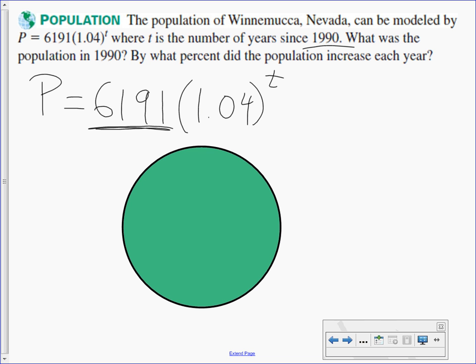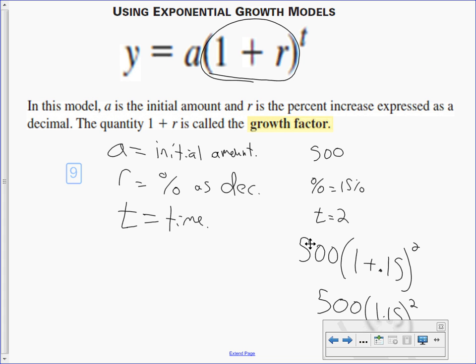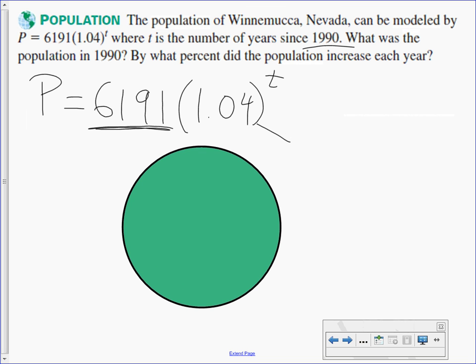That value of a is the initial amount. What's the percentage here? 4, not 0.4, 4%. Because it's 1.04, and like I just said, when they add them together to get your growth factor, this is the same thing as 1 plus 0.04. So your percentage is 4%. That's the kind of stuff we're looking at.